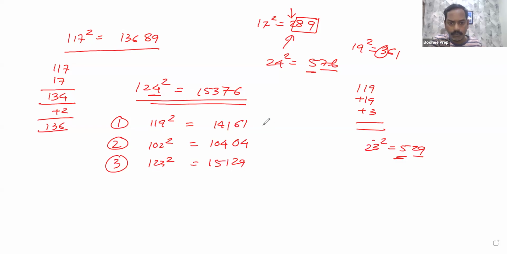I hope you got the same square. Let me check for 123. This comes up to be, yes, 15129. So I hope you have got the idea that if the number is above 100, close to 25, then we can use this. Now, what about the numbers which are below 100 but very close to 100?